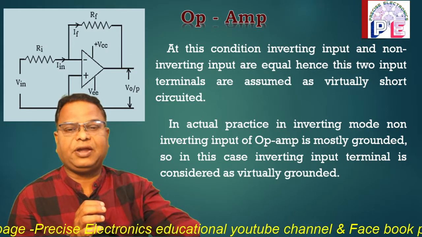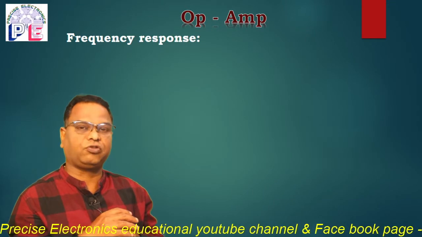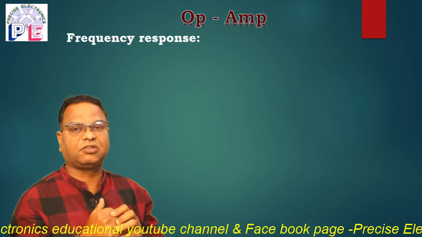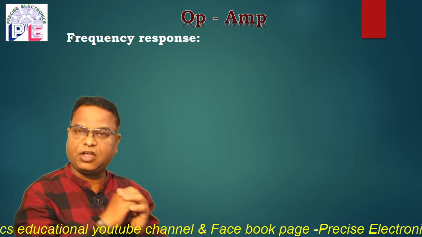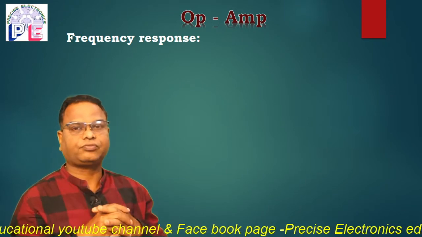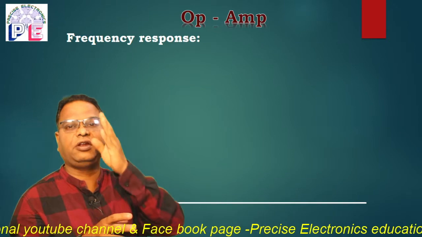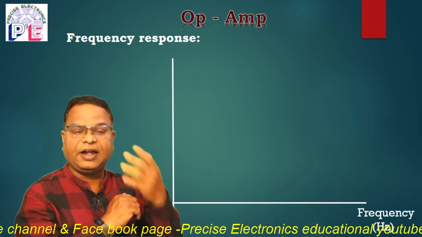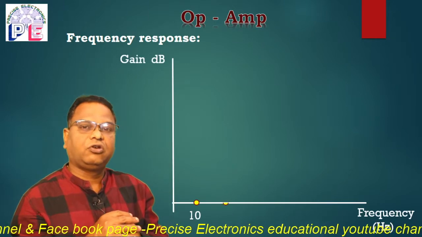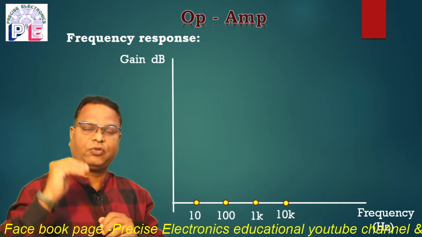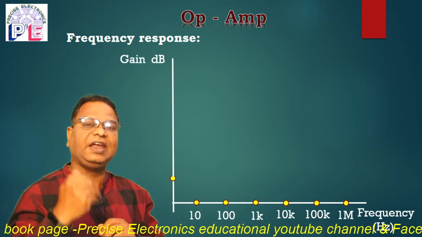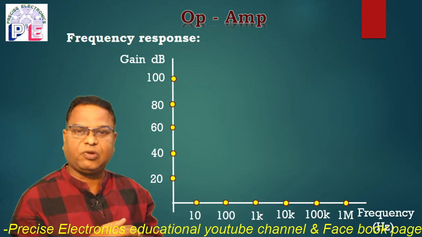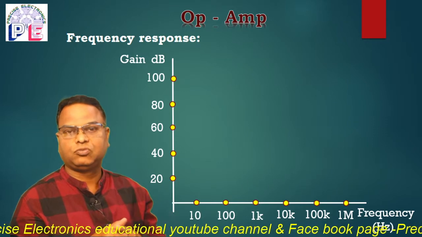Our next parameter is the frequency response, or frequency characteristics, and that is the characteristics of frequency and gain. The frequency is given as 0, 10, 100, 1K, 10K, 100K and 1 megahertz, while the gain is 20, 40, 60, 80 and 100 dB. The gain is always measured in decibels, while the frequency is measured in hertz.